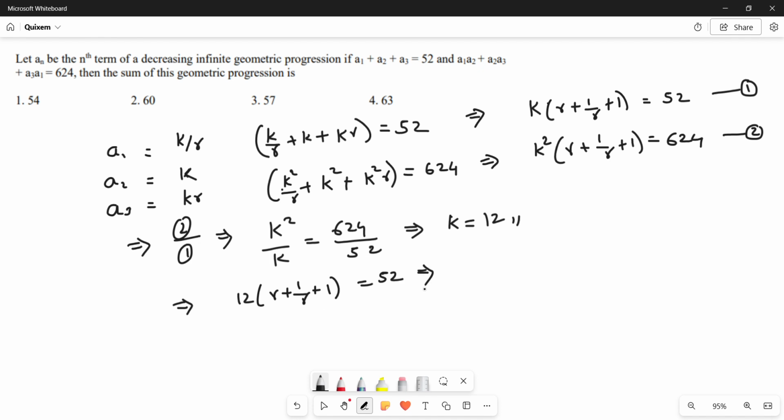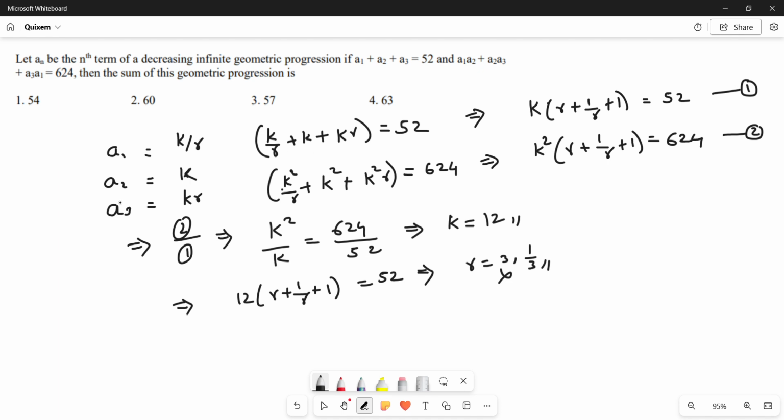Let's carry out the terms and simplify, and after solving this quadratic equation, we will have roots r equal to 3 and 1 by 3. But we know this is a decreasing geometric progression, which means r should be only 1 by 3. It can't be 3. So now we know r, and now we also know k.